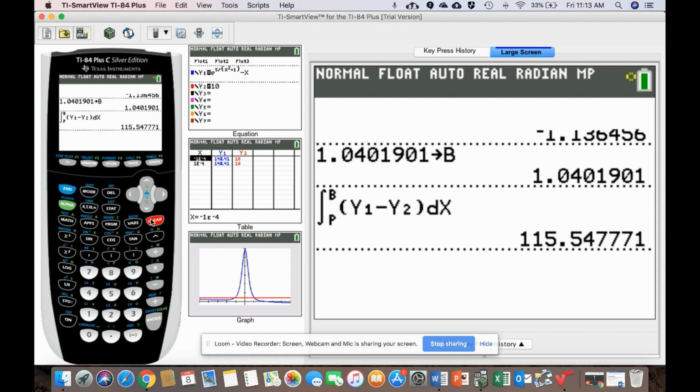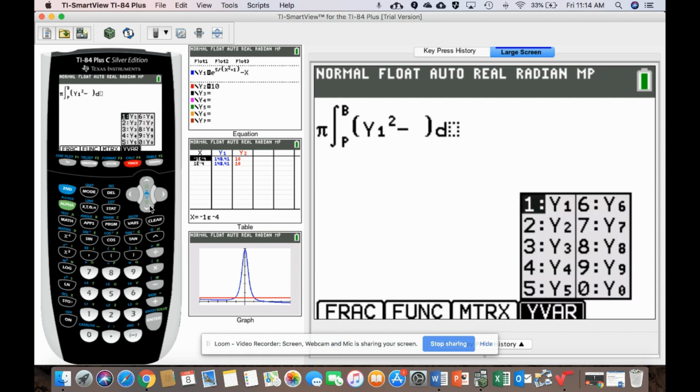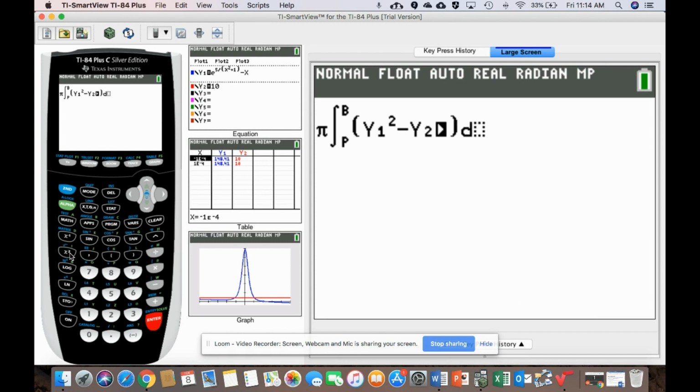So let's clear that screen. Let's start all over, right? So we start with pi. Okay, then we go to the integral. Again, I'm dealing with the integral from P to B, right? Now, in this case, the outer radius was the exponential curve, so I want to make sure that I do y1 first, square it, minus y2 squared, right? And then go ahead and finish up there.